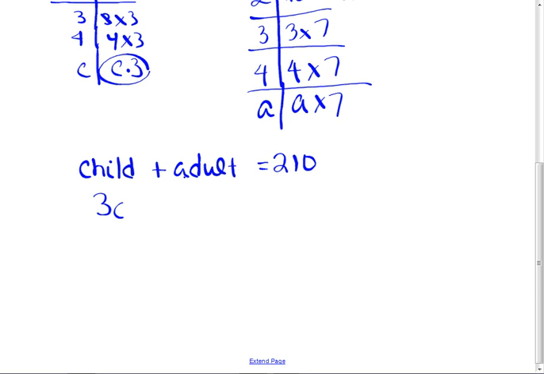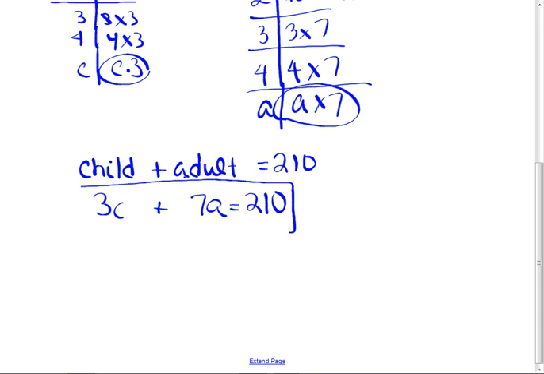How about the adults? How much money do they make from the adult tickets? If it's 4, it's 4 times 7. I don't know how many it is. So it's A times 7, or 7A, equals 210. Do I know what A and C are? No. I don't have enough information to know how many of each they sold.